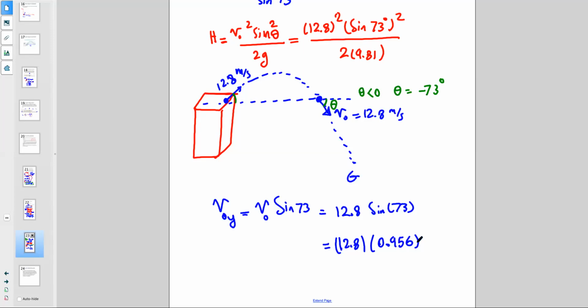Okay, now if I put that in my calculator, 12.8 times 0.95, it is 12.16 meters above the ground is the height of the building.